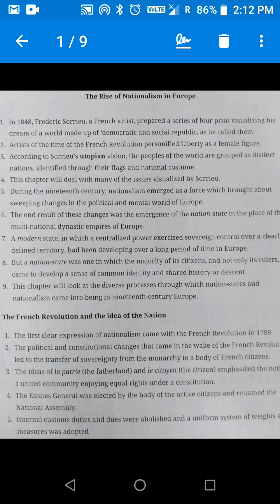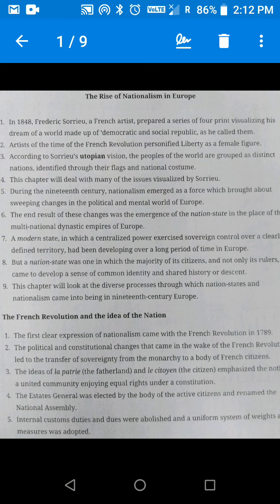Artists of the time of the French Revolution personified liberty as a female figure. According to Sorrieu's utopian vision, the people of the world are grouped as distinct nations identified through their flag and national costume. Fourth, this chapter will deal with many of the issues visualized by Sorrieu.